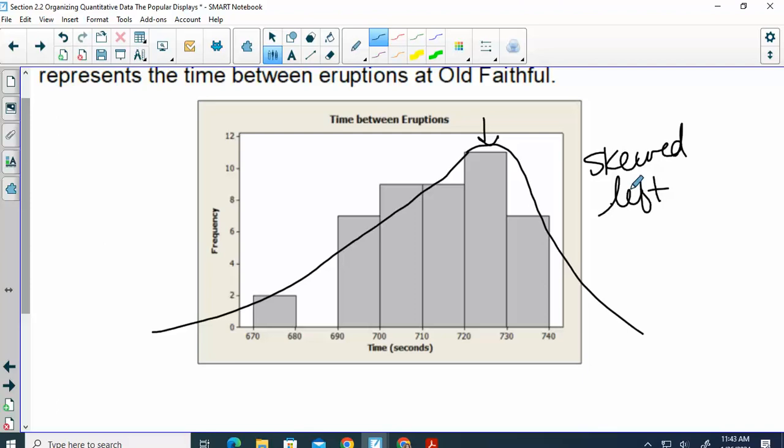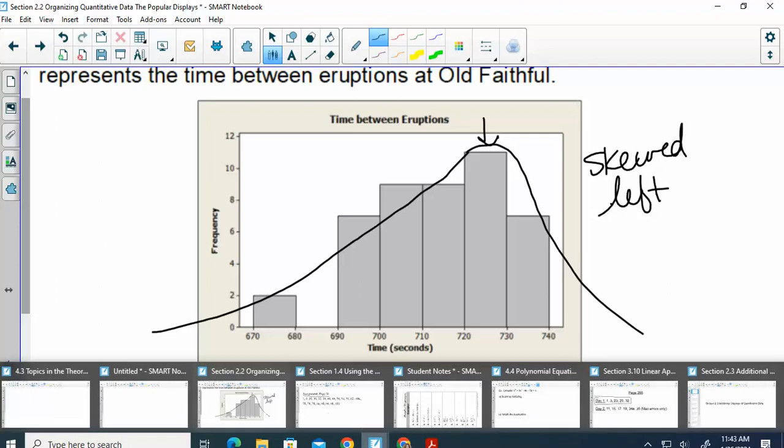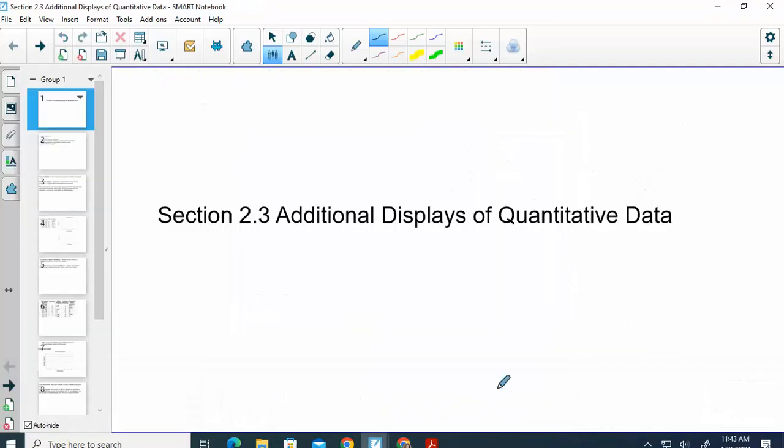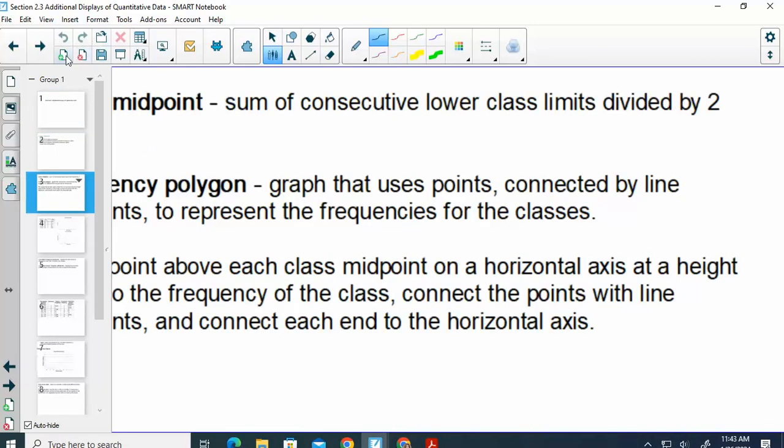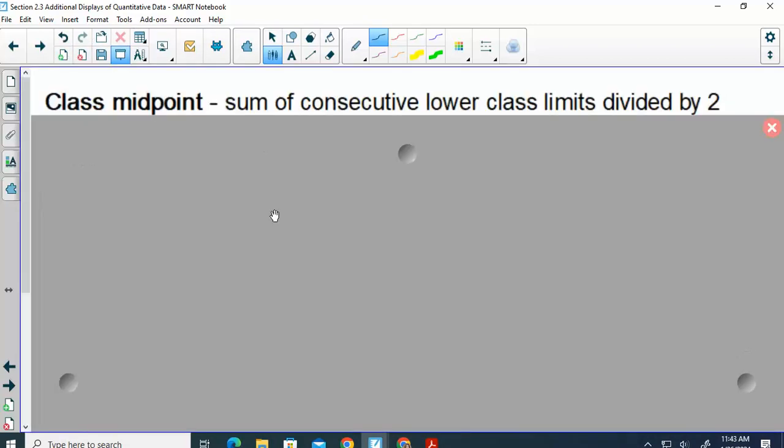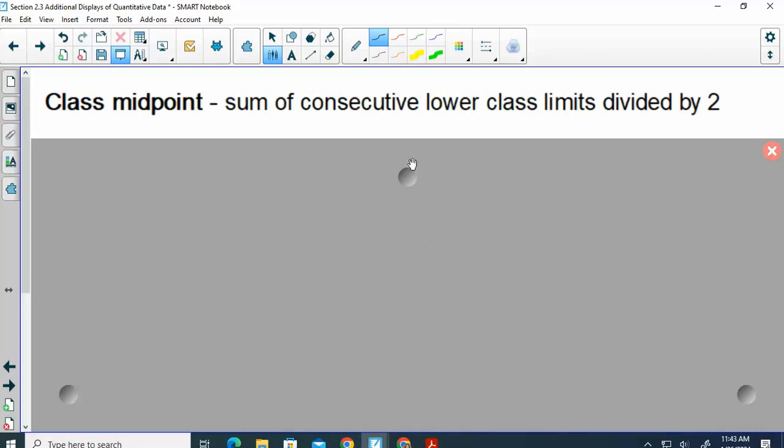Let's look at section 2.3. This one, we are not really working through a ton of examples. I'm just showing you some other ways that data might be represented, and we could see those. And also we have a couple terms, so you might have to jot your terms somewhere in here. A midpoint.